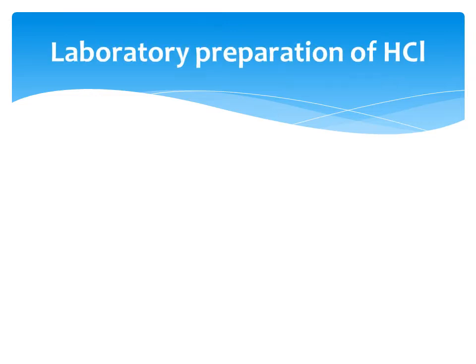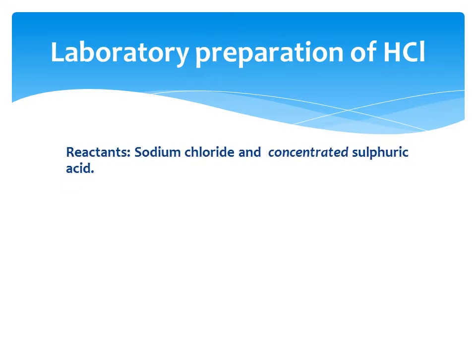Let us study the laboratory preparation of HCl gas. In the laboratory, hydrogen chloride gas can be prepared by the action of sodium chloride on concentrated sulfuric acid. So we have the reactants, sodium chloride and concentrated sulfuric acid. We have to use concentrated sulfuric acid. The equation for the reaction is NaCl plus H2SO4 gives NaHSO4 plus HCl.